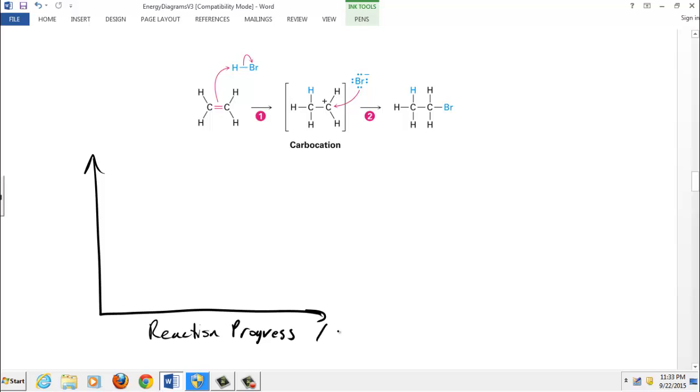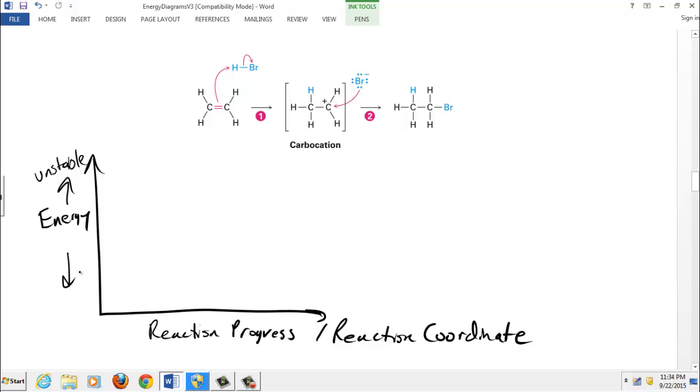Sometimes it's called the reaction coordinate. On the y-axis is energy. Sometimes it's potential energy, sometimes it's delta G, the free energy. But it's some type of measure of stability and instability, right? The more unstable things are, the higher up they are in energy. But nature prefers to become more stable, and so the tendency is to go down and form more stable products.